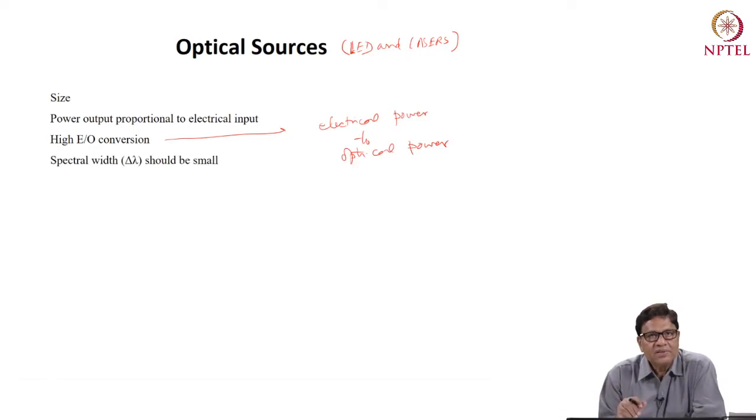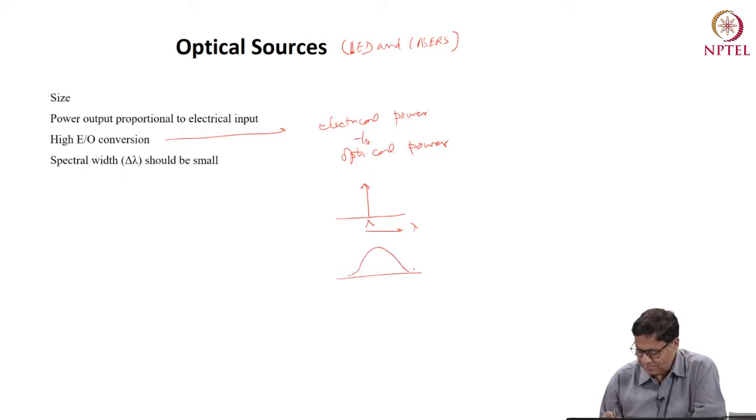The spectral width, that is delta lambda, should be small. What do I mean by spectral width? If the light is emitting at a single color, then it will have a fixed lambda. Suppose this is my lambda and this is a single wavelength source. So this is lambda 0. So we will say that light is emitting at wavelength lambda naught. But in normal practice, this lambda 0 is not a single wavelength. So it has some spread around lambda naught. So this spread is called the spectral width.